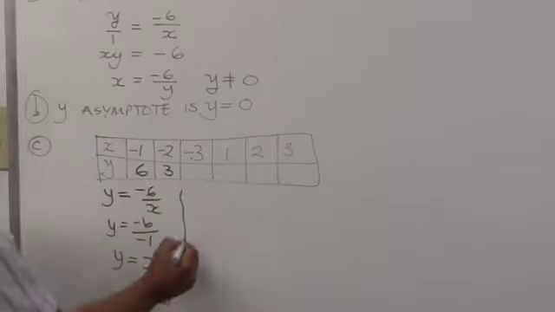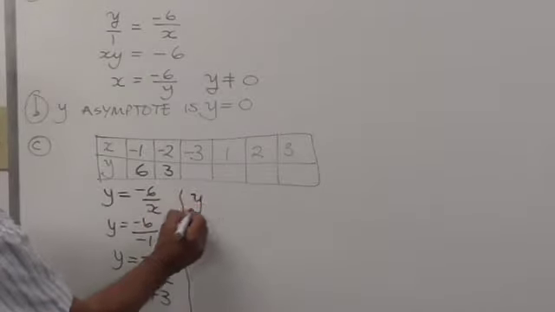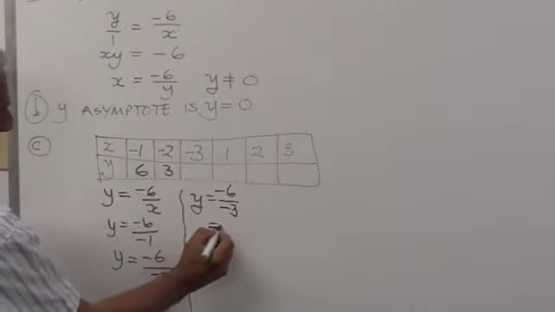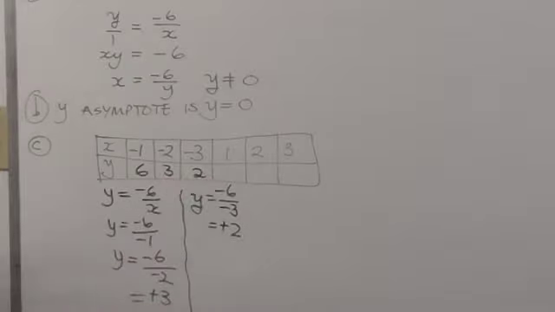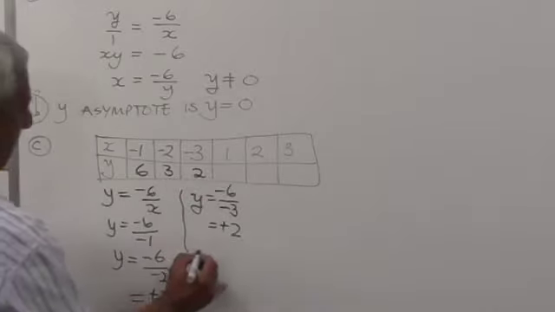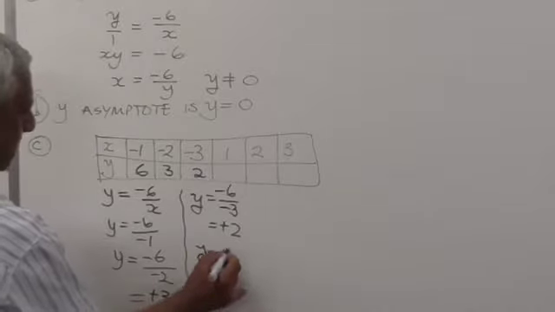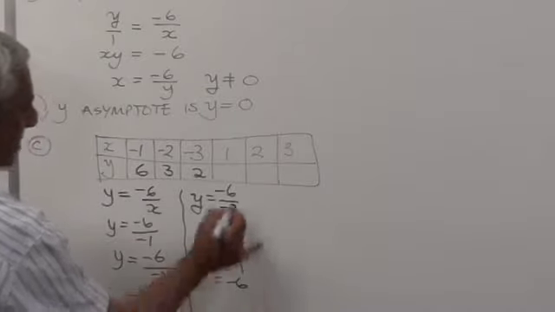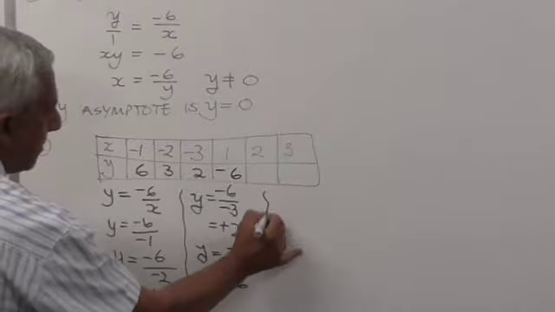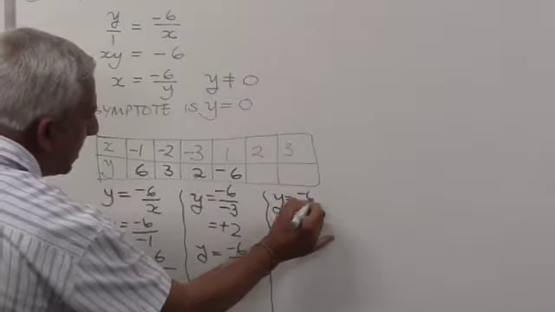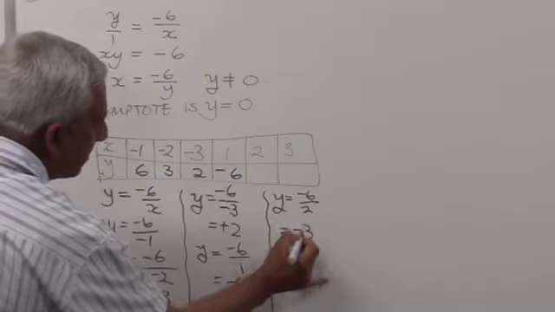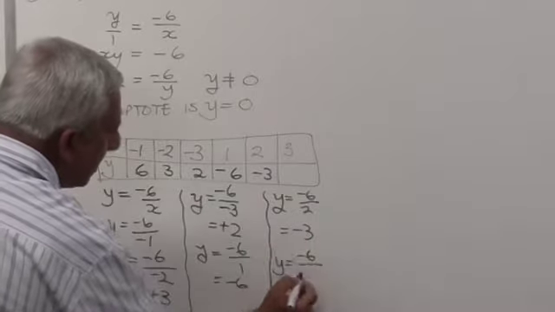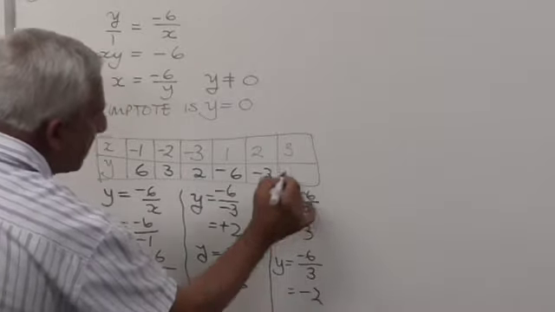And when you say y is equal to -6 divided by -3, you will end up with +2. Right. Similarly, you're going to divide y is equal to -6 divided by 1, which will give you -6. Y is equal to -6 divided by 2, that will give you -3. And you got y is equal to -6 divided by 3, you'll end up with -2.